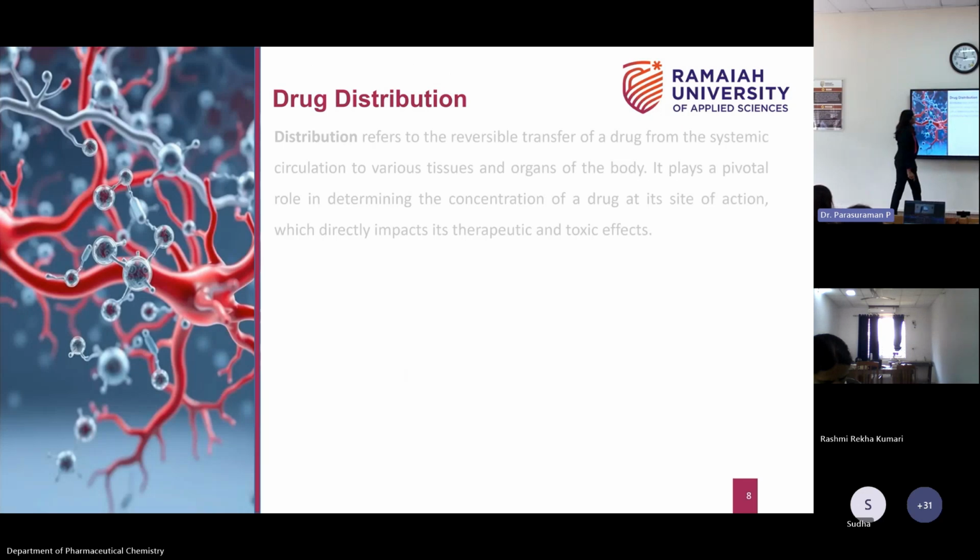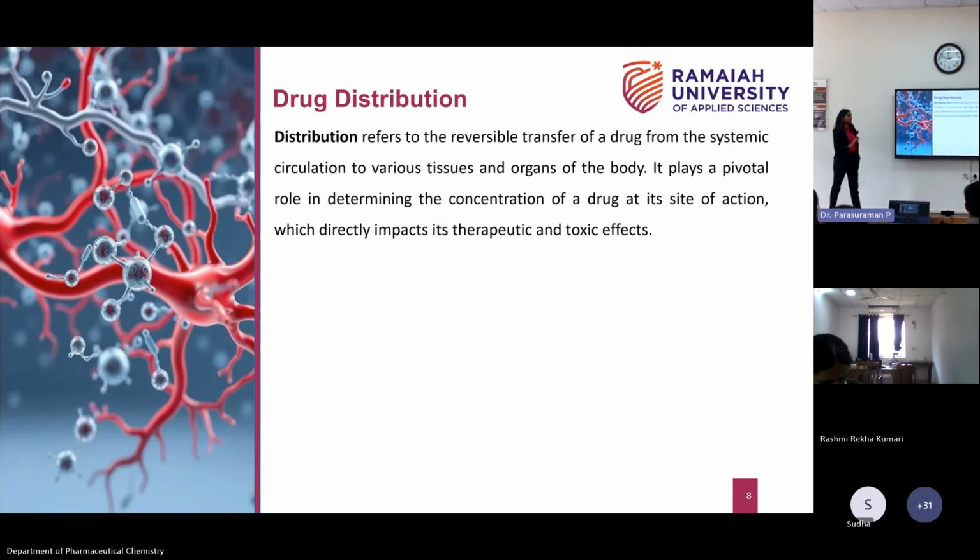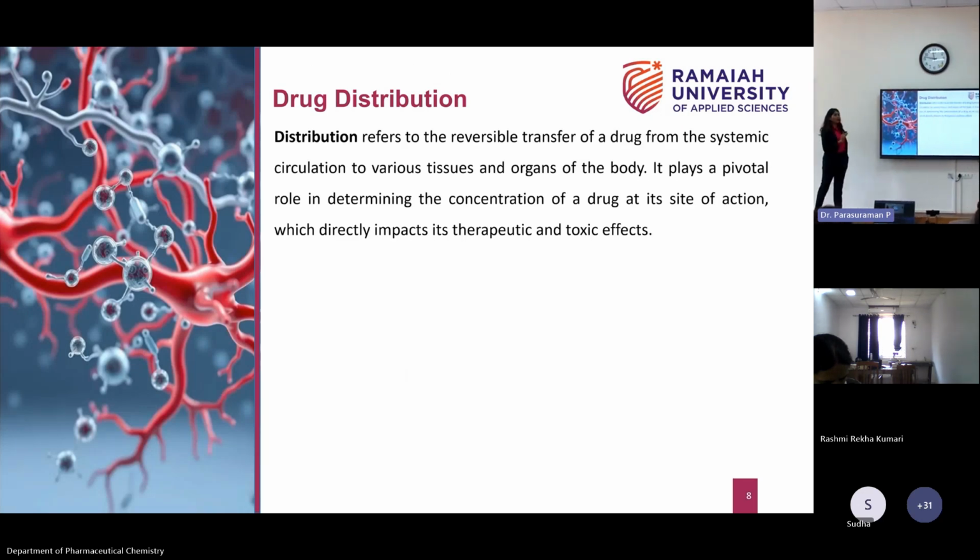Then drug distribution. So what is drug distribution? Now we understood what absorption is. The drug is absorbed into the body. But after that, what will happen? It will go and distribute to various types of tissues and organs inside the body. So it is very important. Why? Because when it travels, only then will it reach the site of action and show therapeutic or toxic effects.